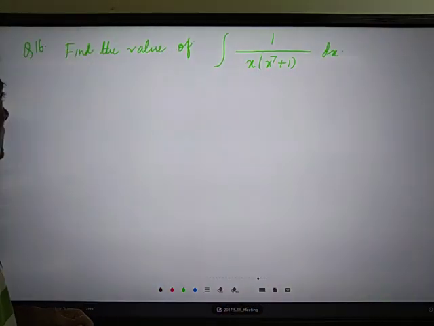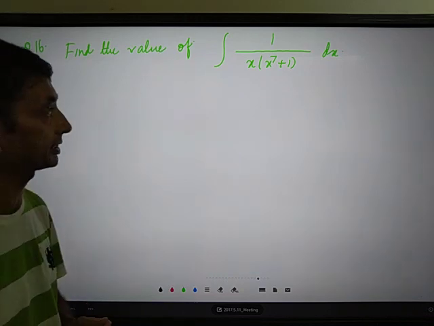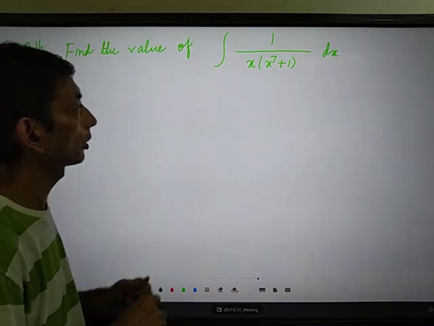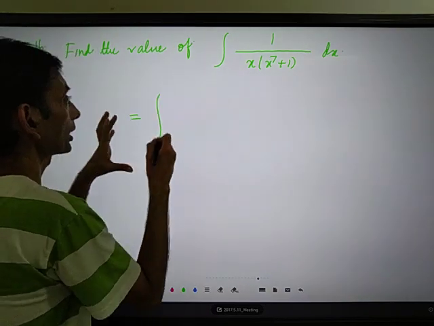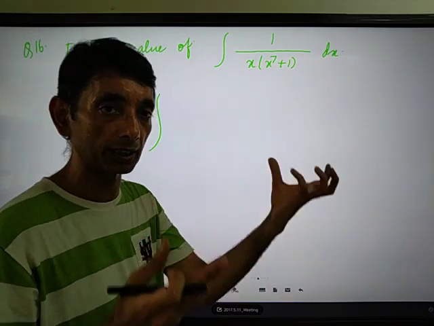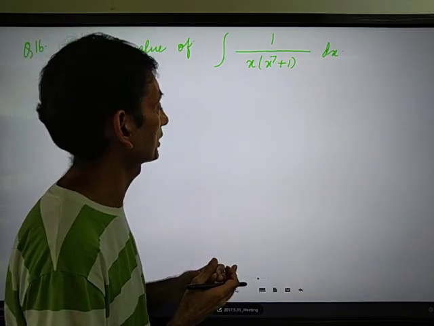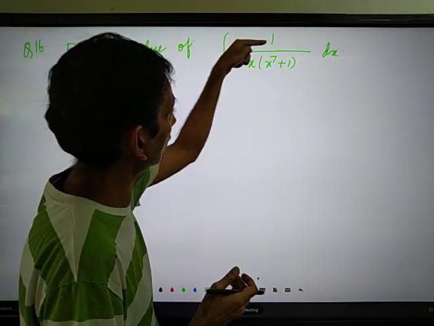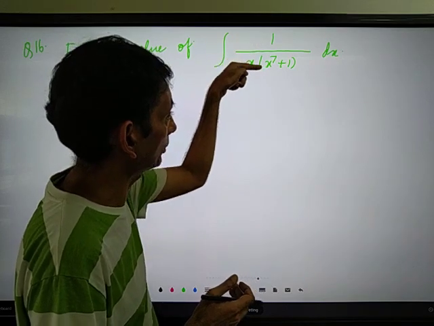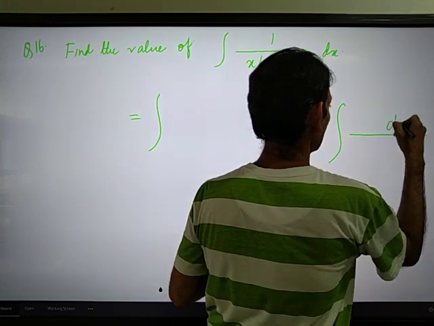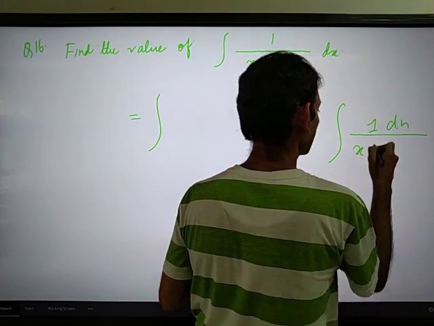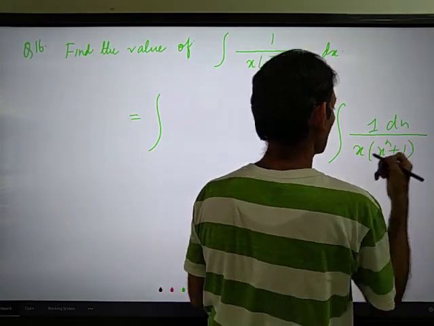Find the value of the integral of 1 by x into (x to the power 7 plus 1) dx. How do we solve these questions? Before I solve this question, here is one simple hint. The moment the expression is in the form of 1 by x into (x to the power n plus 1), if the form is this pattern, that is 1 by x(x^n plus 1), this form.